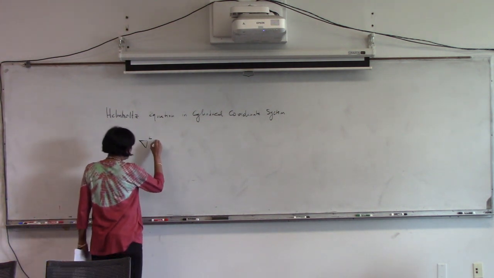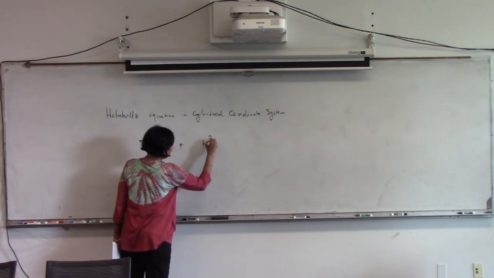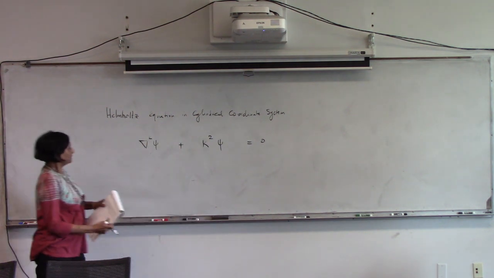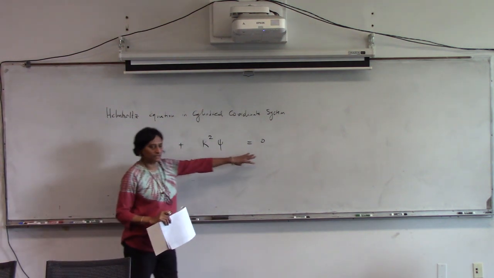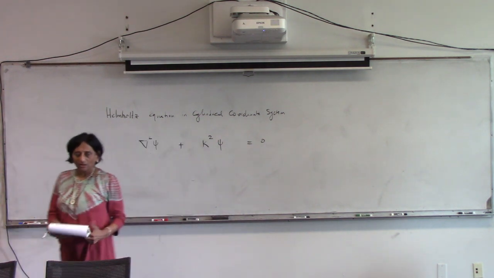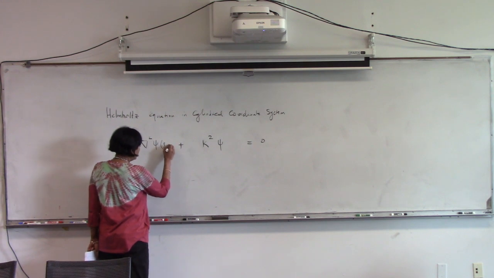So I'm going to write the Helmholtz equation: del square psi plus k square psi equals 0, where in Cartesian coordinates psi is a function of x, y, z. Now it's going to be a function of rho, phi, z. I'm going to talk about that.